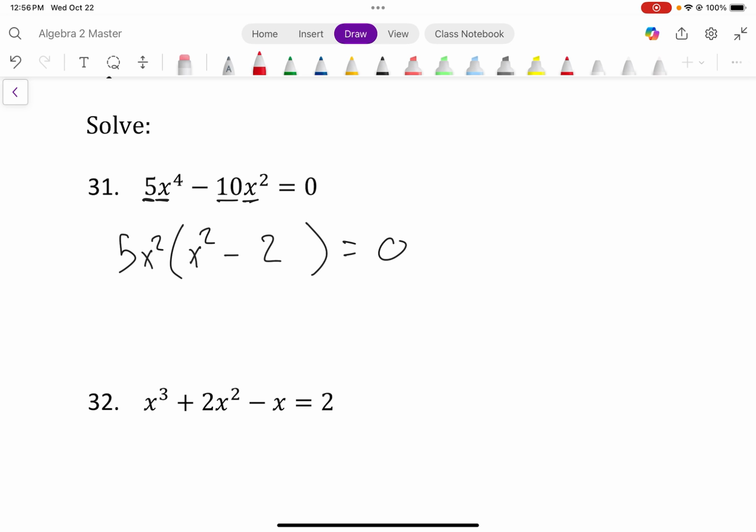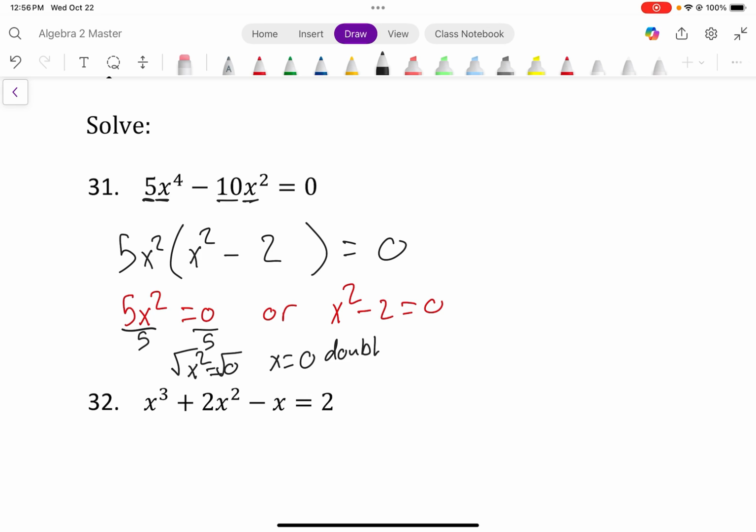This is why we talked so much about factoring out and not dividing back in our quadratics unit, because now I'm going to set 5x squared equals 0 or x squared minus 2 equal to 0. When I divide here, I'm going to get x squared equals 0, which I take my square root of. I'm going to get a double root here, because square root of 0 is 0. But when you take a square root, normally you get plus or minus. There's no such thing as minus 0 or positive 0 for that matter. It's just 0. So we get two solutions there.